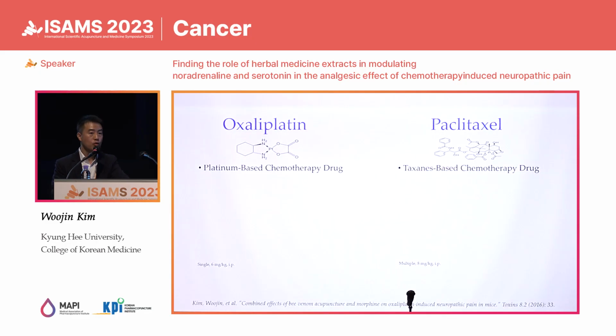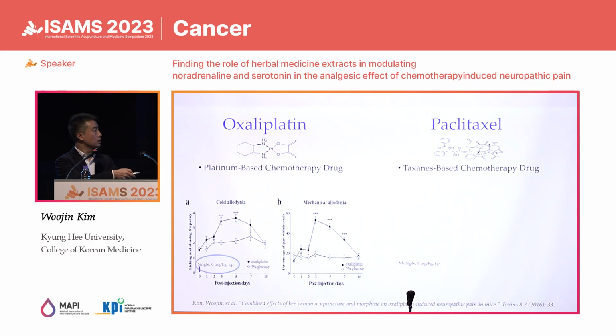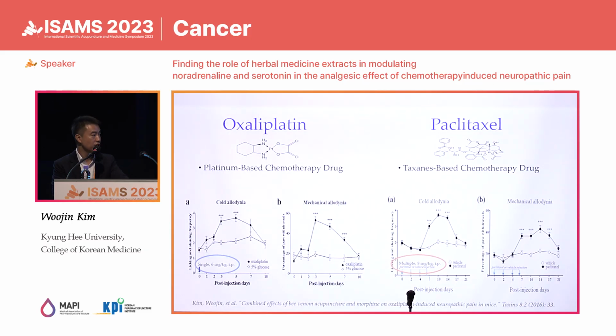So in our lab, we made a model of chemotherapy-induced neuropathic pain with oxaliplatin and paclitaxel. You can see that with oxaliplatin, a single injection induced acute pain in mice and rats, like cold allodynia and mechanical allodynia. And with paclitaxel, you have to inject several times, and there's also cold allodynia and mechanical allodynia. So this is the induced cold pain and mechanical pain. You can understand it like this.